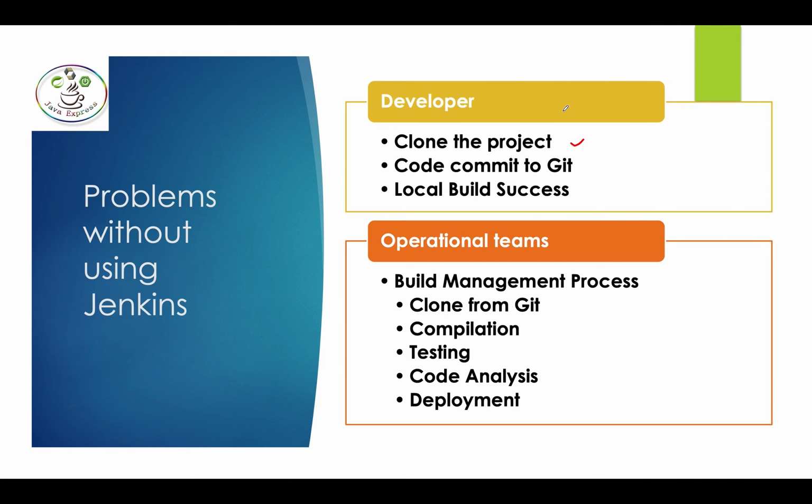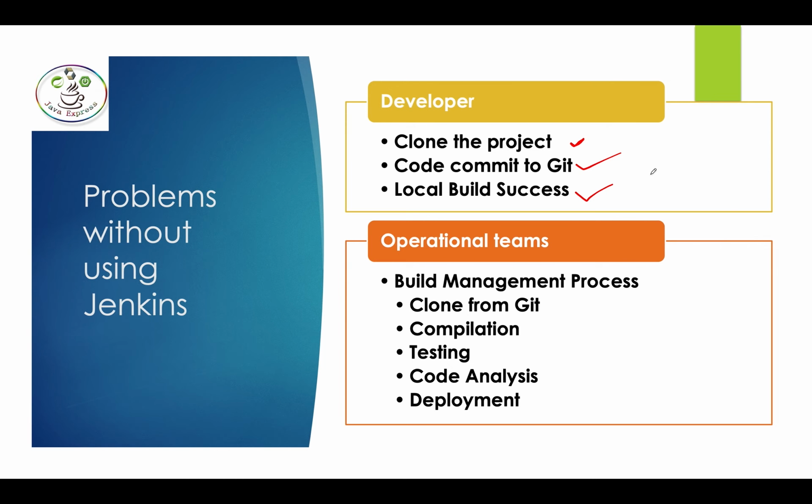Developers also face issues, I will tell you. First, will they clone the project successfully? This is the first step. Then code commit to the git repository. That means we have a shared, distributed repository, and all developers will commit code to the git repository. And he will check in the local whether the build is working or not. What things are required for it? As a developer, I need a project, so git is required. And if he wants to check whether the build succeeds or not, he needs a local build. Either he can use Maven or Gradle. So these are the developer responsibilities.